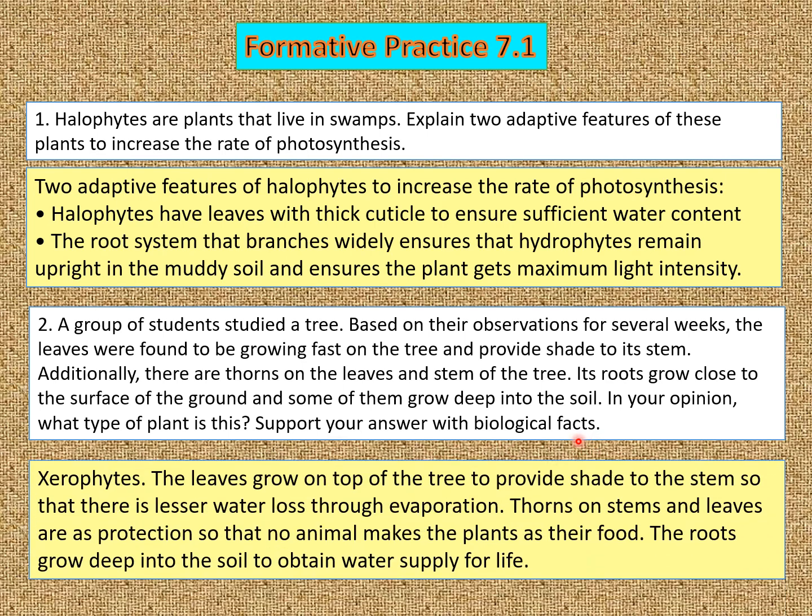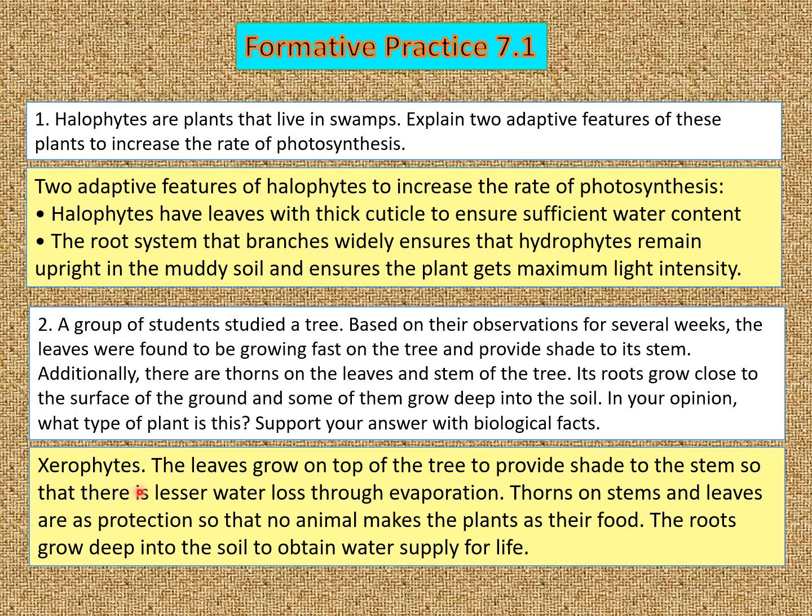Okay, so the answer is xerophytes. The leaves grow on top of the tree to provide shade to the stem so that there is less water loss through evaporation. Thorns on stems and leaves are protection so that no animals make the plant their food, and the roots grow deep into the soil to obtain water supply for their life.